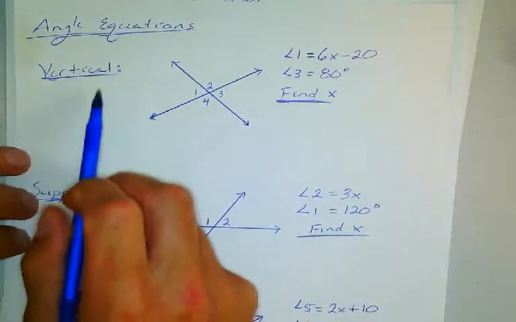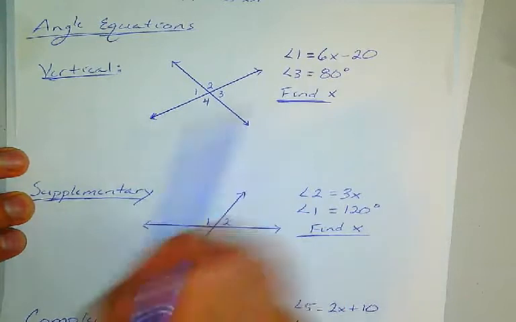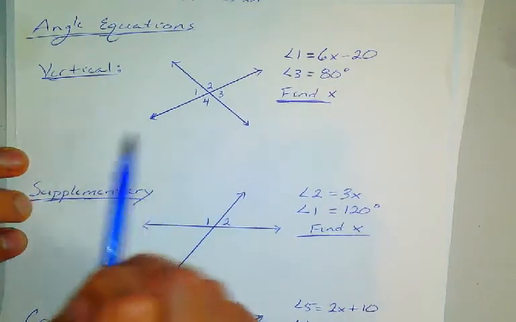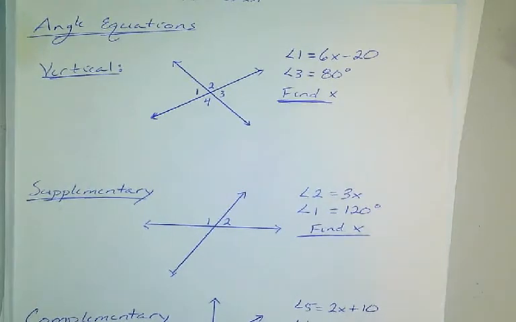First example has to do with vertical angles. Here I have two intersecting lines. When they intersect, they form four angles. Two pairs of those angles are congruent because they are vertical. And remember, congruent means equal, or identical.